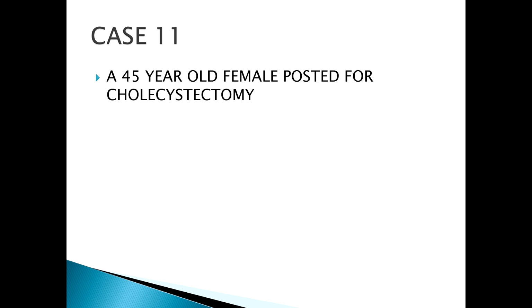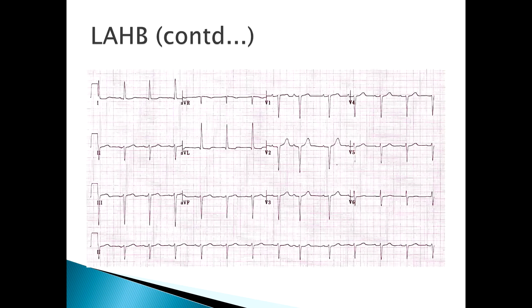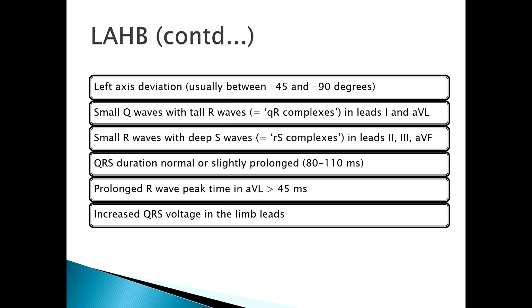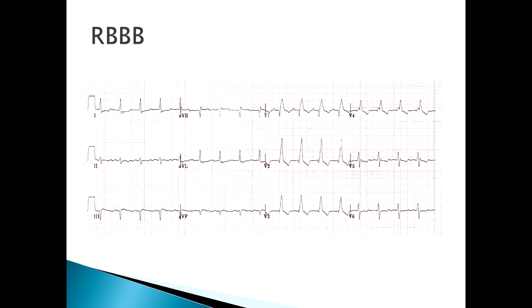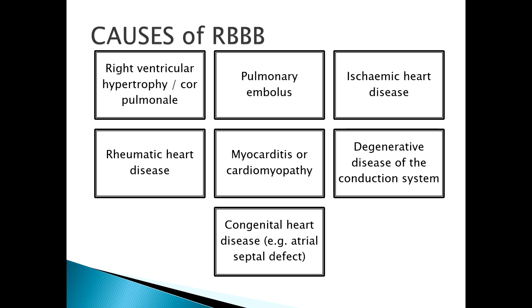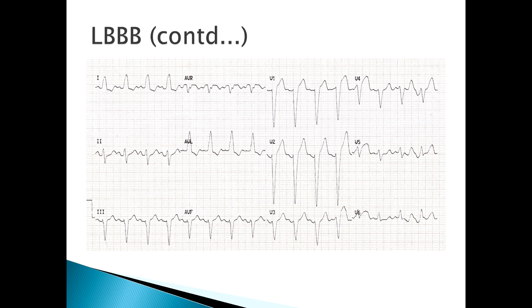A few more examples, two or three. Case 11, a 45-year-old female, posted for cholecystectomy. With this type of ECG, you may get LAHB and RBBB findings. When you get a surgical consultation and the ECG shows abnormalities, how do you react? You have to rule out all these causes: right ventricular hypertrophy, any history of cardiomyopathy. If any abnormality in the ECG comes, I think these patients should be thoroughly evaluated before giving surgical clearance. LBBB should never be ignored, because if there is LBBB, there is a 50% chance of LV dysfunction. So LBBB is more dangerous than RBBB in the chronic setting.